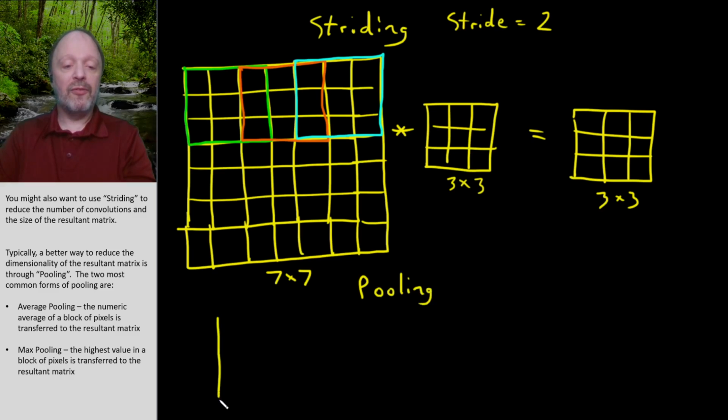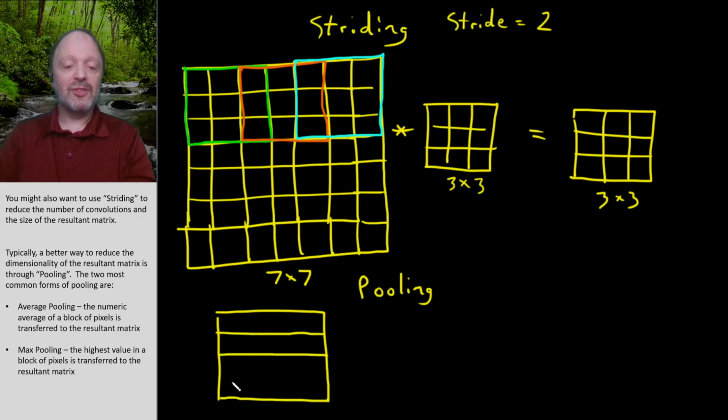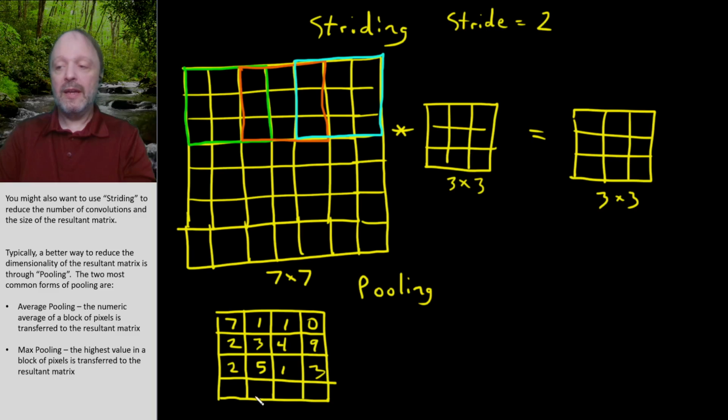Okay, I'm going to make a 4x4 right here, and a 4x4 I can populate and not feel too bad about y'all having to suffer watching me draw this and fill in with values. All right, so 7, 1, 1, 0, 2, 3, 4, 9, 2, 5, 1, 3, and 6, 3, 4, 1. I picked these out of thin air, so they're just some random values.